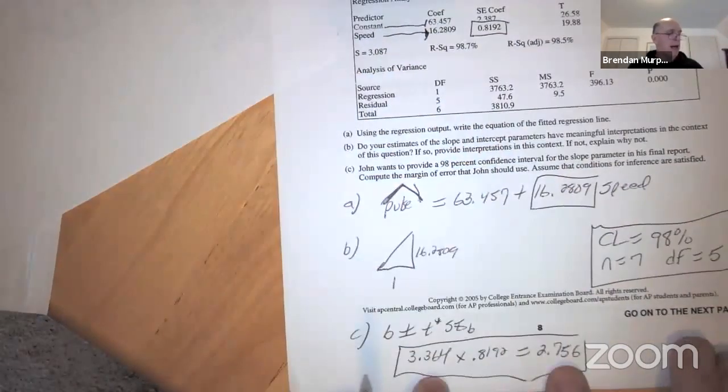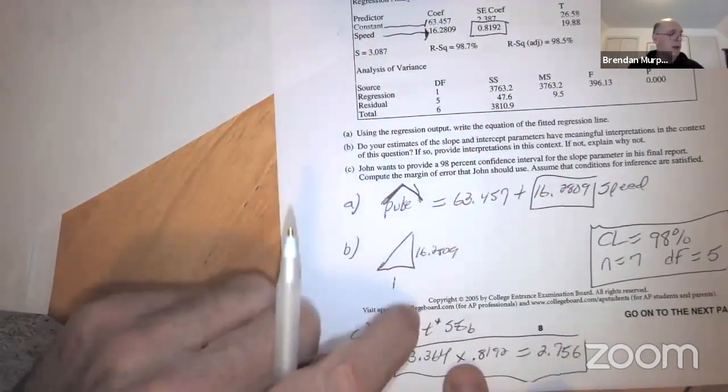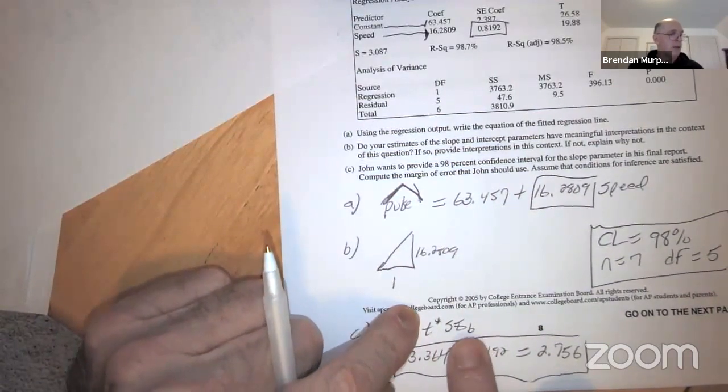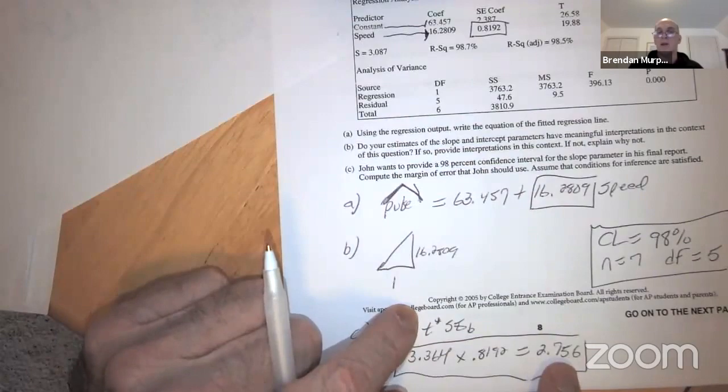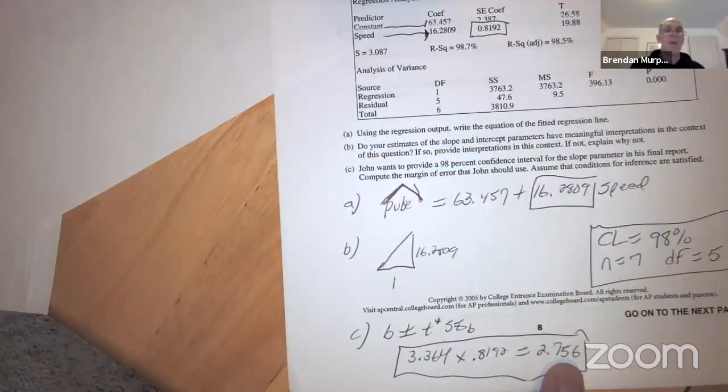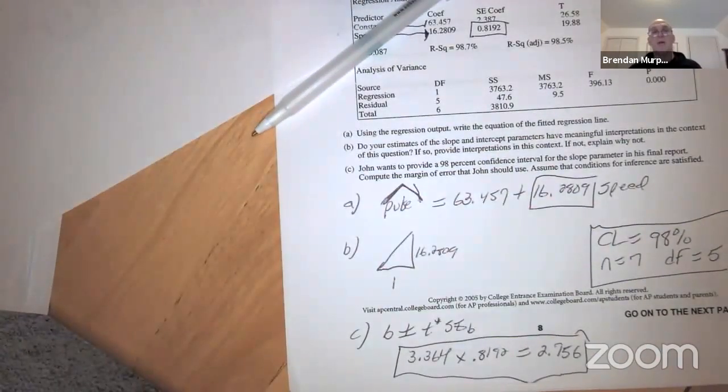And you'll see down the bottom here, I multiplied the 3.364, that's my critical t value, times my standard error of slope, 0.1892. My margin of error is 2.756. So I've gone over here and I'm going to wind down quickly. I apologize for that. Let's just go back to my PowerPoint real quick. If you're still with me, I appreciate it. I hope today was helpful.